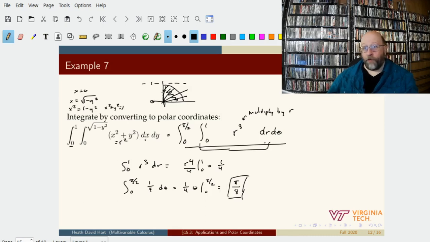If we'd integrated this with respect to x, we would have had an x cubed over 3, and then this would have turned into 1 minus y squared to the 3/2 over 3, and that would have just been awful. It's very nice that we didn't have to work with that. All right. 2 more examples, and then we'll wrap up.